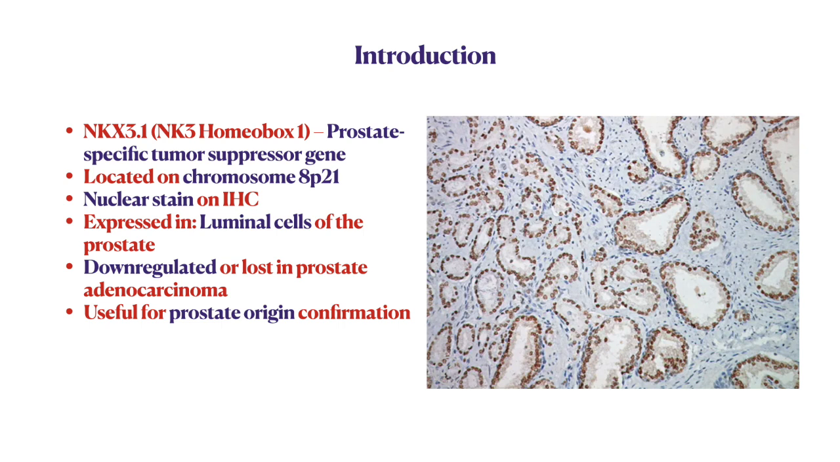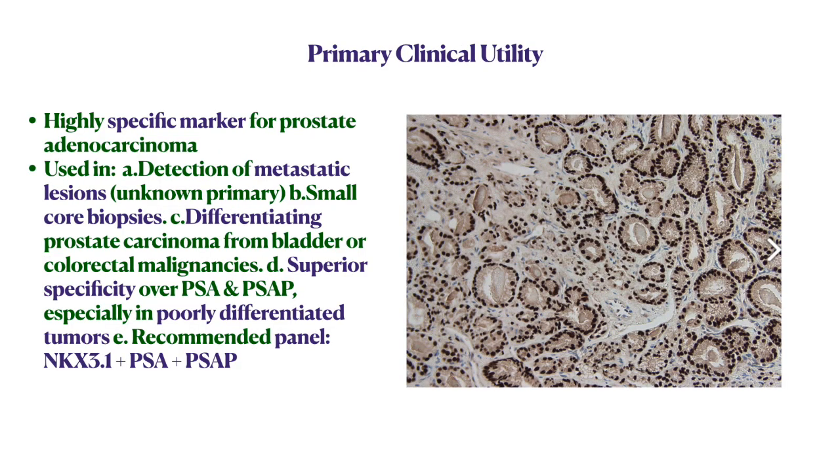It is very useful in identifying the prostatic origin of a tumor. So the primary clinical utility is mainly because of it being able to identify the prostate as the primary organ. It's specific for prostatic adenocarcinoma, so you can use it in detecting metastatic deposits. Whenever there's a carcinoma of unknown primary, if it's positive, it indicates prostatic origin.